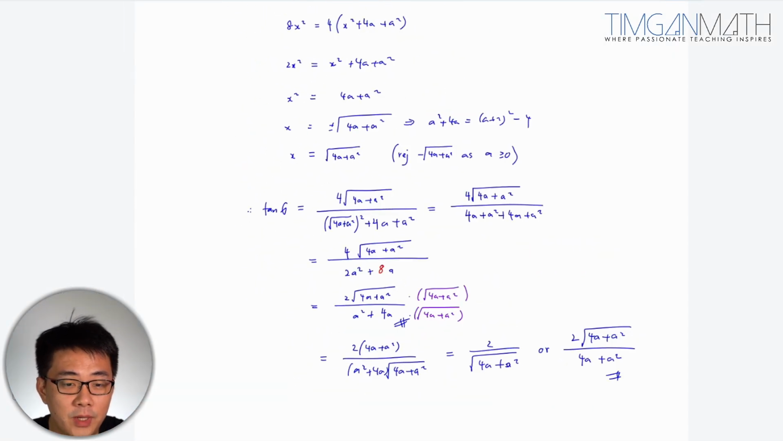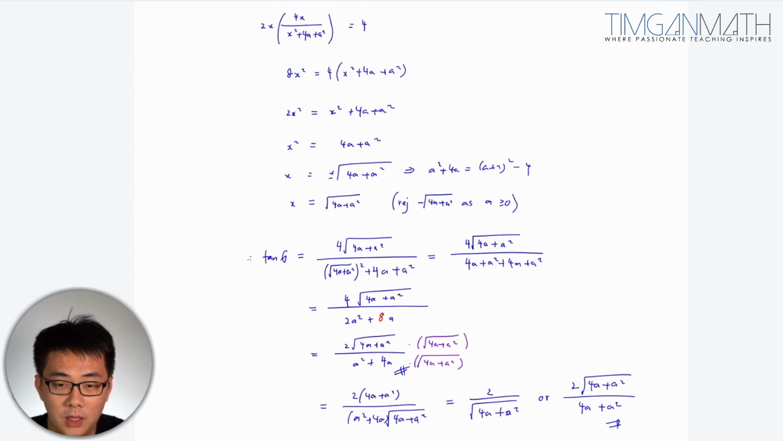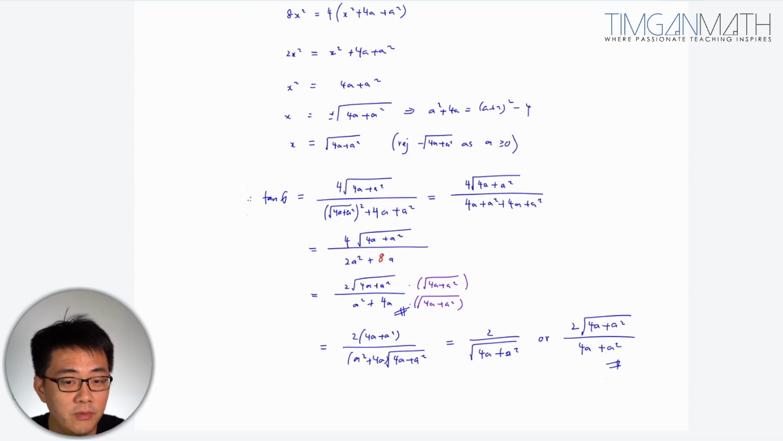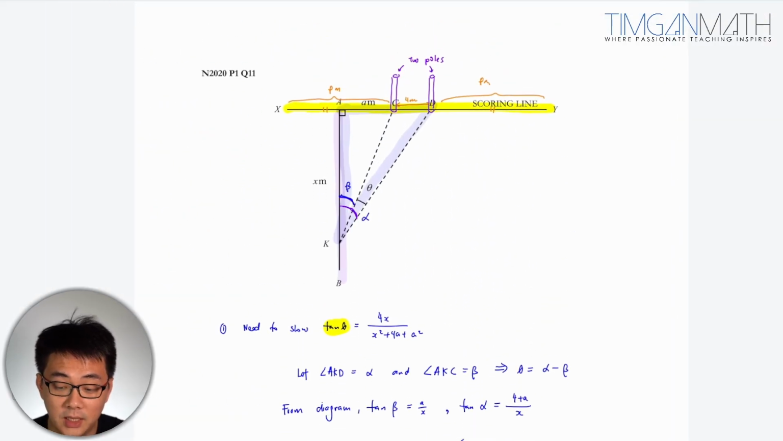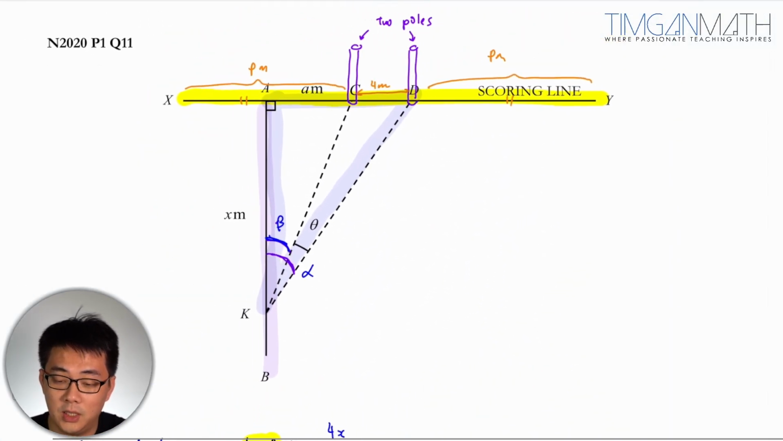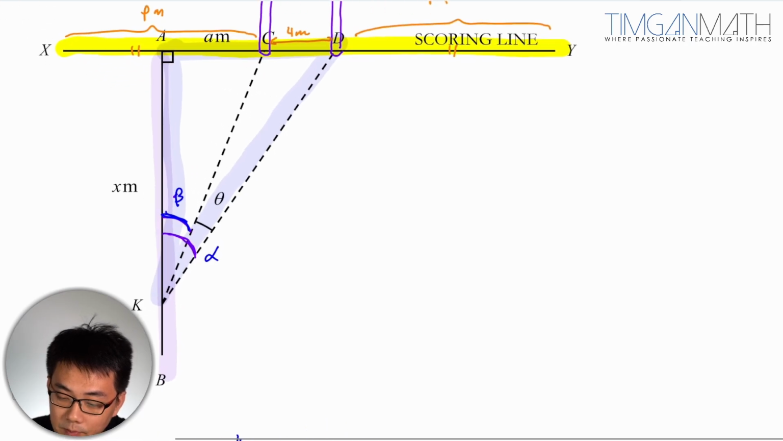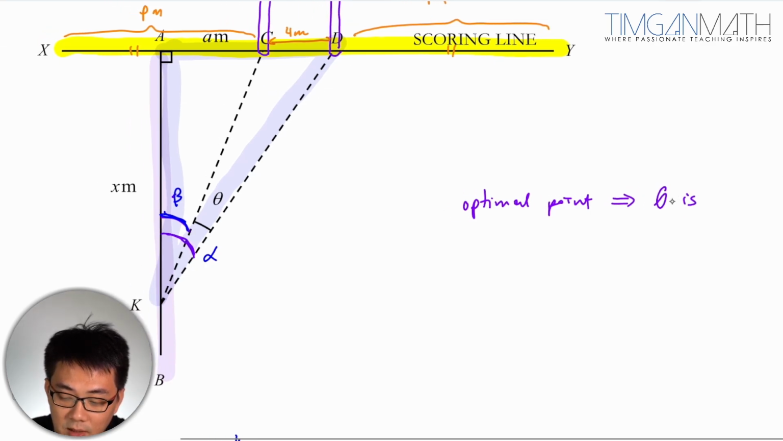So let's look at part 3. The corresponding value of x found in part 2 is called the optimal point. The corresponding value of theta is called the optimal angle. Explain why a player may decide not to take the kick from the optimal point. Okay, now let's try to understand the question here. The optimal point is when we optimize the angle, meaning when tangent theta is at its maximum.